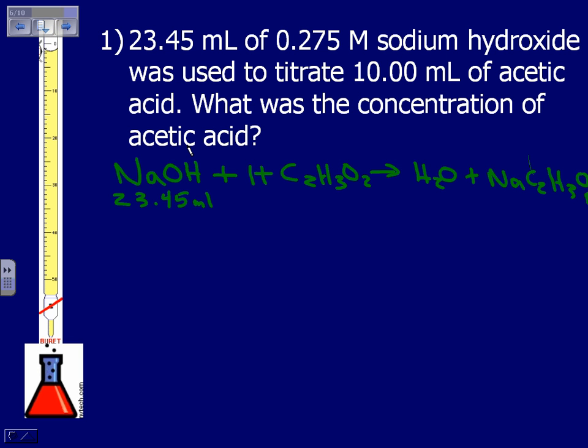23.45 milliliters. There's our volume. That's where we write our volume. Concentration, 0.275 moles per liter. The other volume, 10.00 milliliters.